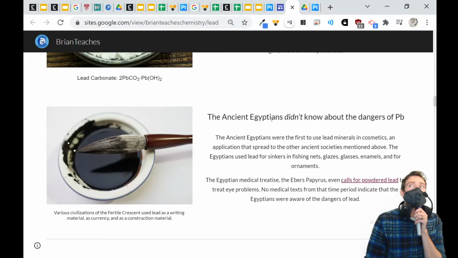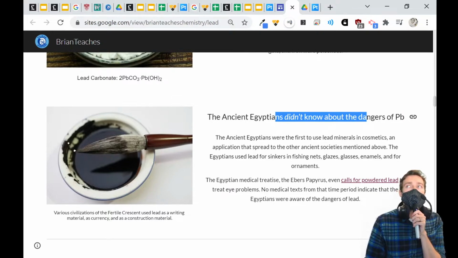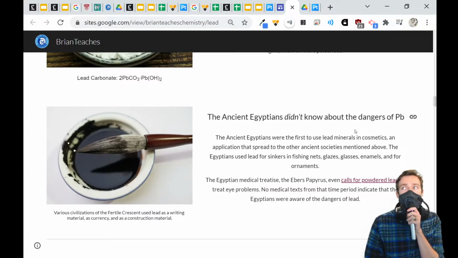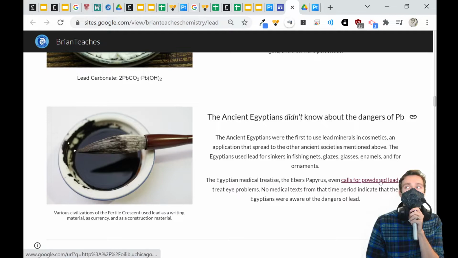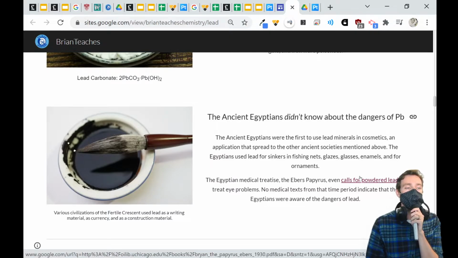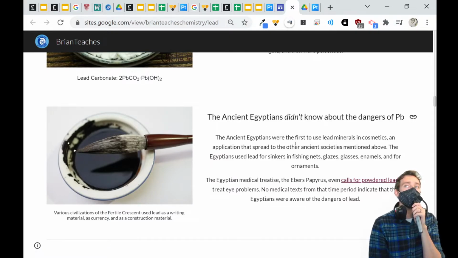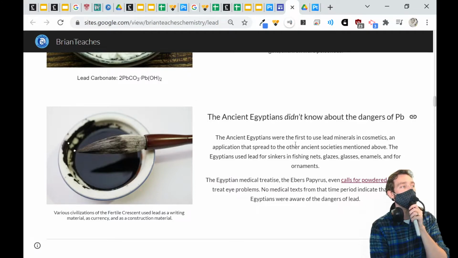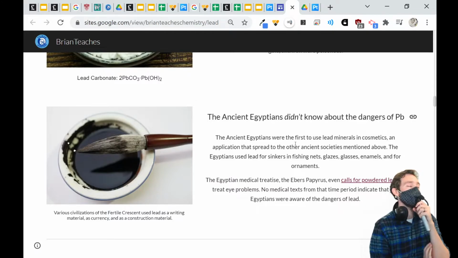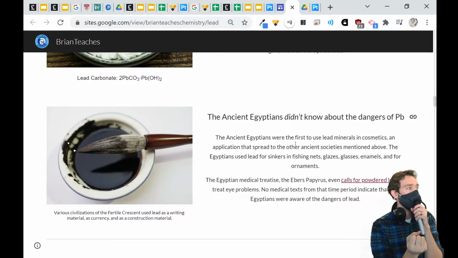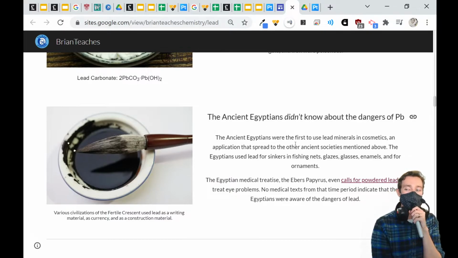The ancient Egyptians were the only society way back when that actually didn't know about the dangers of lead. They used it as medicine even. Not very smart. They were using it a lot to make their ink dry faster for calligraphy because it's actually very heavy. It would sink and it would cause the ink to dry faster.